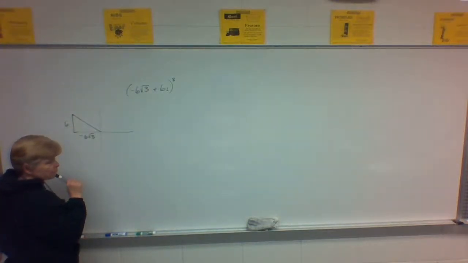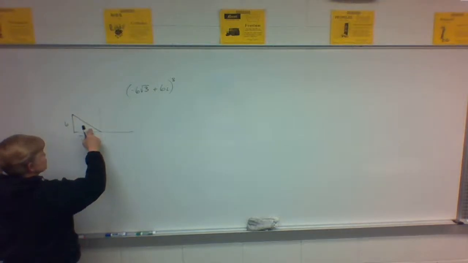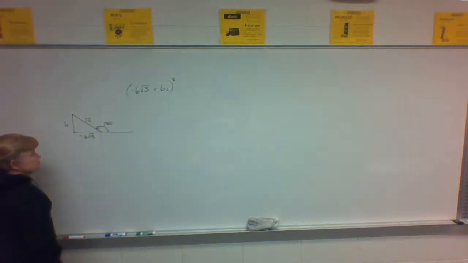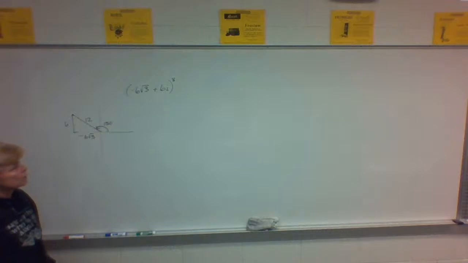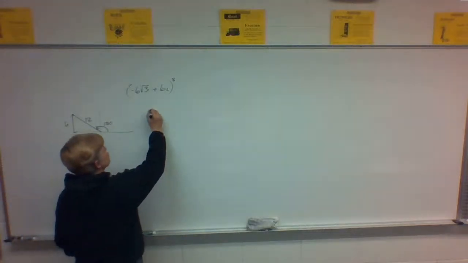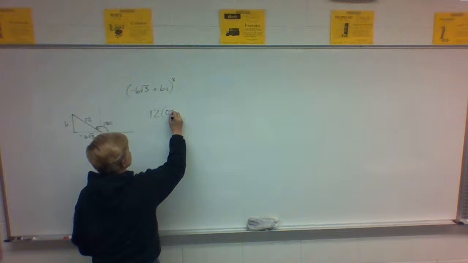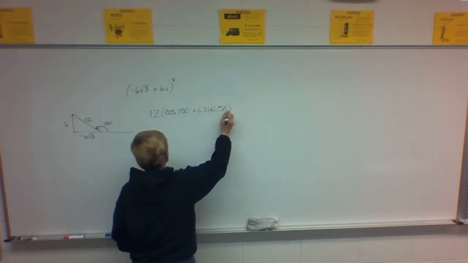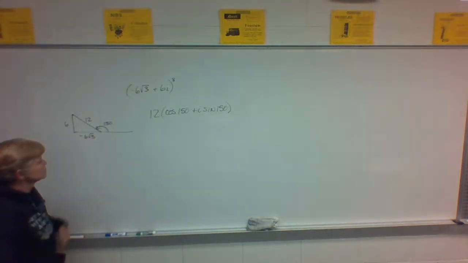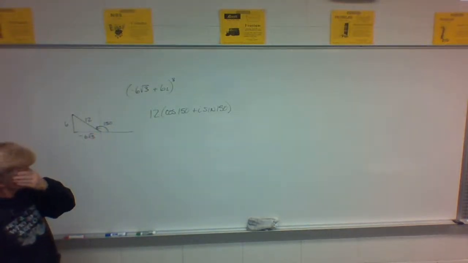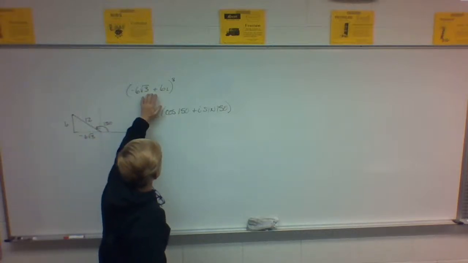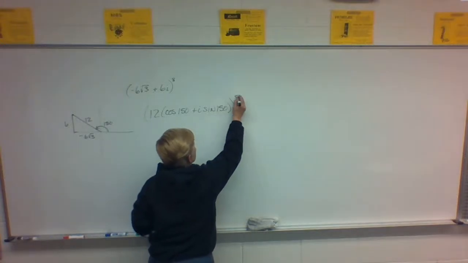What is it? 30. This one's 30, makes this 150, yeah? And the length of this is 12. So the cis form of this number is going to be 12 times the cosine of 150 plus i sine of 150. Make sure you get the angle that goes there from the positive x-axis. So we have rewritten this in cis form, this part of it right here, and we want to 8th power it.